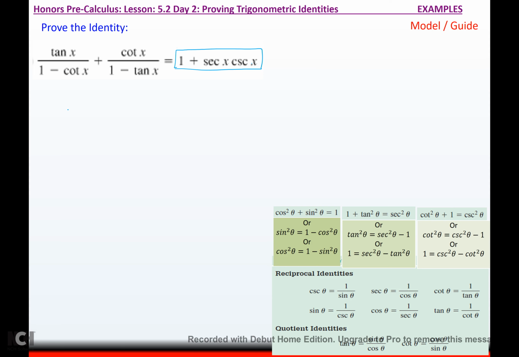So, first of all, if I take tan and rewrite it as sine x over cosine x, and on the bottom I have 1 minus cosine x over sine x, plus cotangent x would be cosine x over sine x, over 1 minus sine x over cosine x.